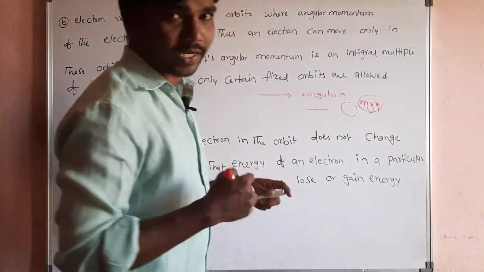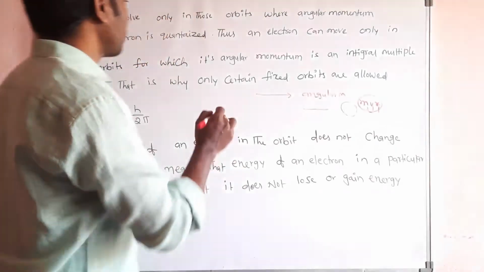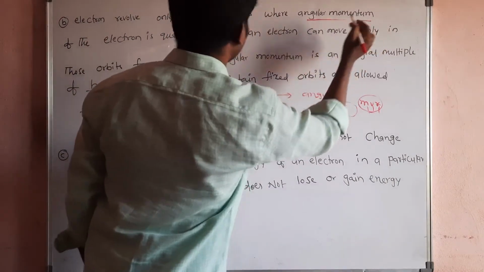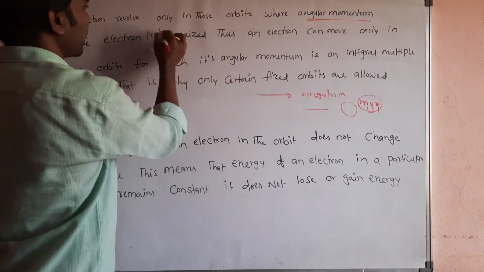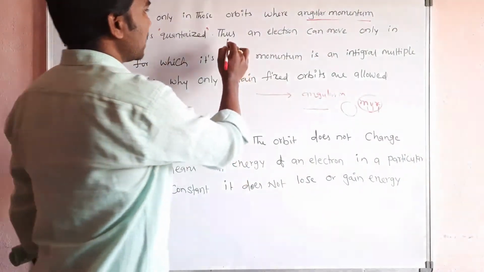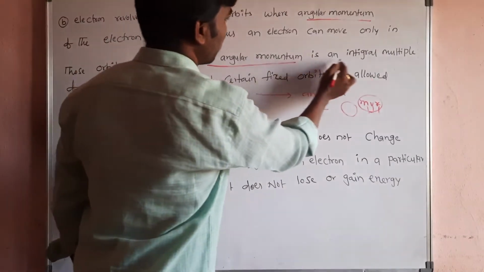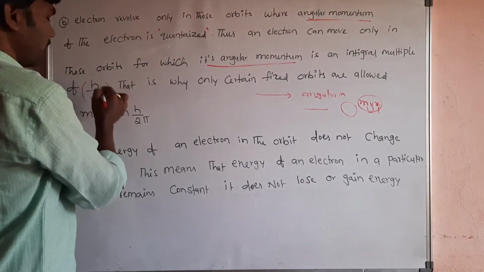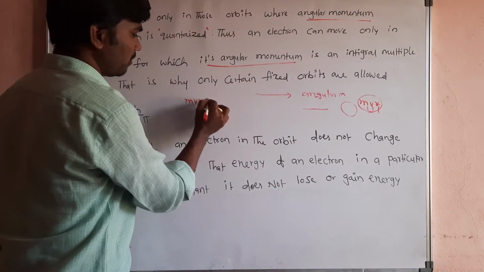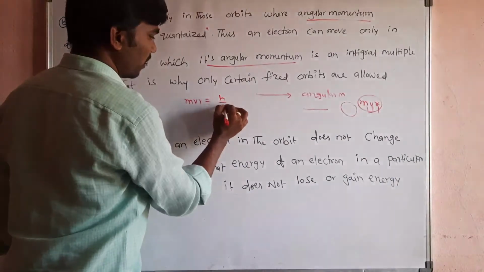So what is that condition actually? Which condition has to be satisfied by the electron to revolve in a circular path? The electron revolves only in those orbits where the angular momentum of the electron is quantized, meaning having a fixed value. Thus, an electron can move only in those orbits for which its angular momentum is an integral multiple of h by 2 pi. Which orbit's angular momentum mvr value should be an integral multiple of h by 2 pi.